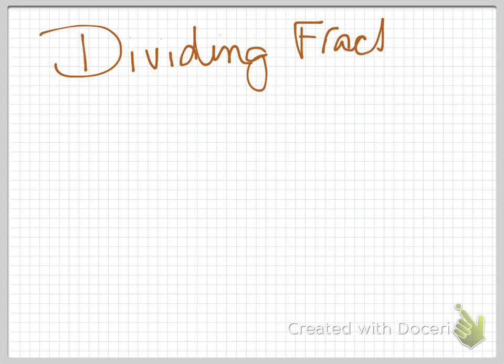Alright, last one for the day. Dividing fractions. Remember, there is no way to divide fractions, like we talked about in class this morning.